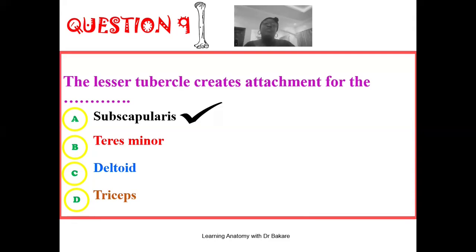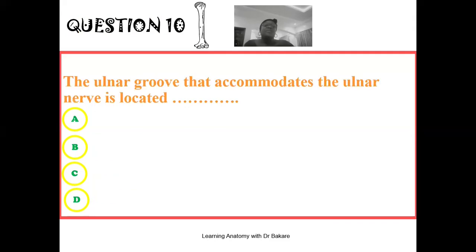Out of all the four rotator cuff muscles, the subscapularis is the only muscle that is seen to be connected to the lesser tubercle of the humerus, while the remaining three are seen to be connected to the greater tubercle of the humerus. Hence, the correct answer here as it relates to the muscular connection to the lesser tubercle is the subscapularis. Now, let's go to the 10th question, which is the last question.